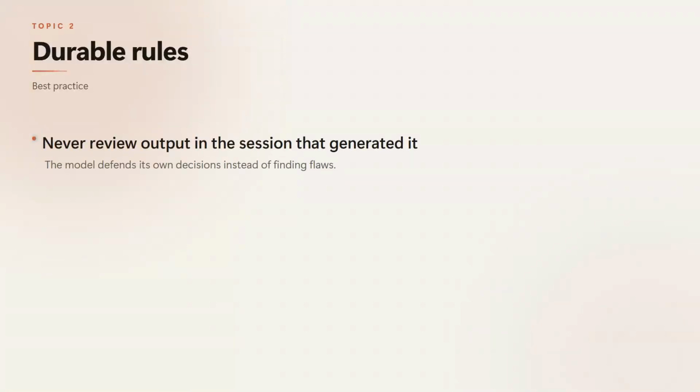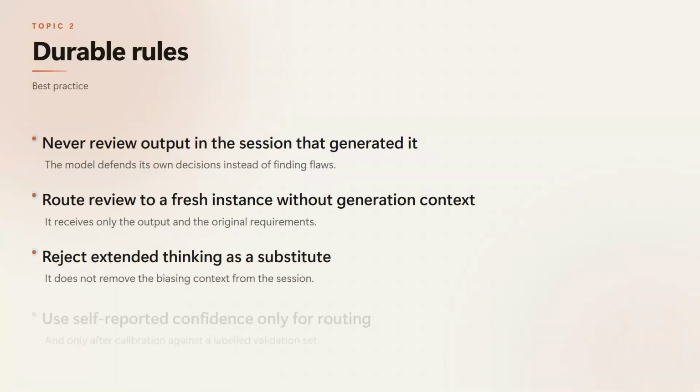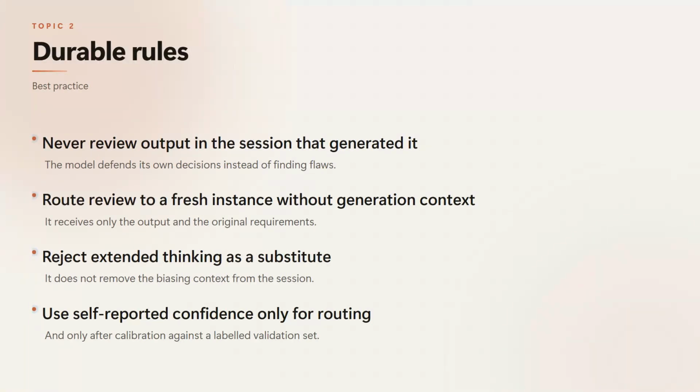The durable rule is this: never review output in the same session that generated it. The model will defend its own decisions because the reasoning is still in context. Instead, route the review to a fresh instance that receives only the output and the original requirements. Reject extended thinking or be-critical prompts as substitutes, they do not remove the bias in context. Self-reported confidence has one valid use: routing review attention. But even that is only safe after you have calibrated it against a labeled validation set. Without calibration, the confidence numbers are just another form of self-assessment, subject to the same bias.